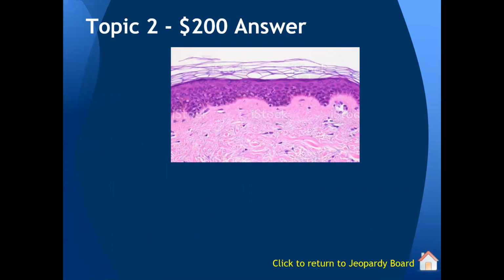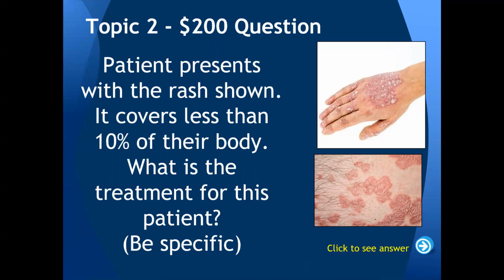So high dose topical steroids. And you don't want to put hydrocortisone on this. It's low dose. It's not going to do anything. So what is it? This is psoriasis. You can see that kind of silvery scales. You can see that erythema.